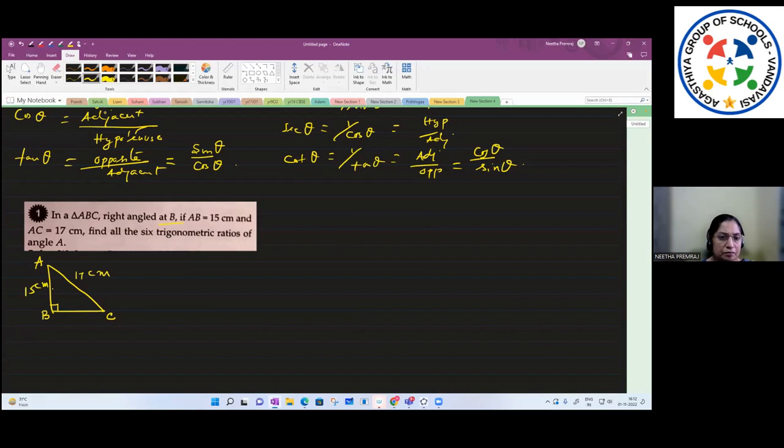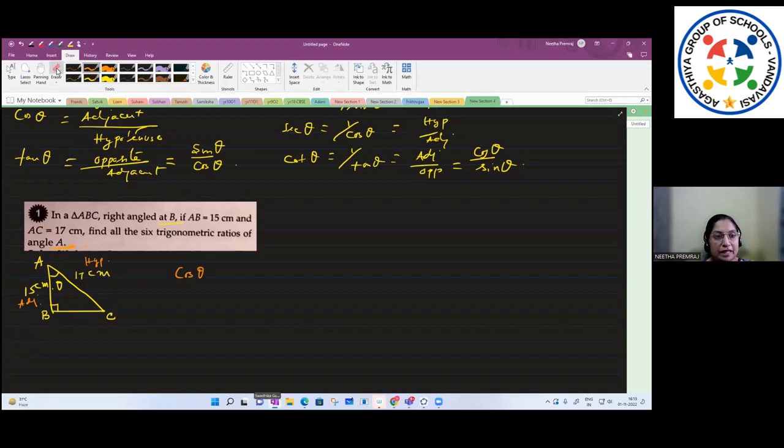Before that, no angle is given. So first you have to find the angle. First we find the angle. According to this angle, this is the adjacent side, isn't it? According to this angle, this is the adjacent side and this is the hypotenuse. So the relation between adjacent and hypotenuse is what? Cos theta, isn't it? So cos theta or cos A, find all of angle A.